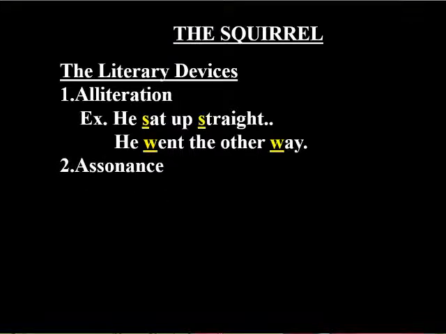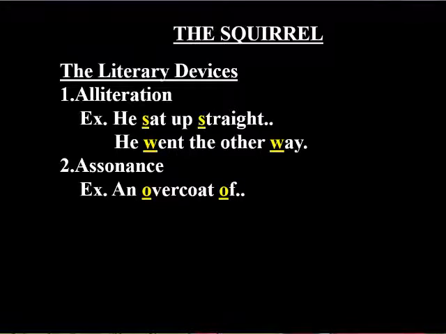Second literary device used in this poem is assonance. Assonance is also a part of alliteration, but in assonance, in place of consonant sounds, we consider vowel sounds. For instance, an overcoat of grey. In the second line, you see the words overcoat and of start with the vowel sound O. Therefore, this is an example of assonance.